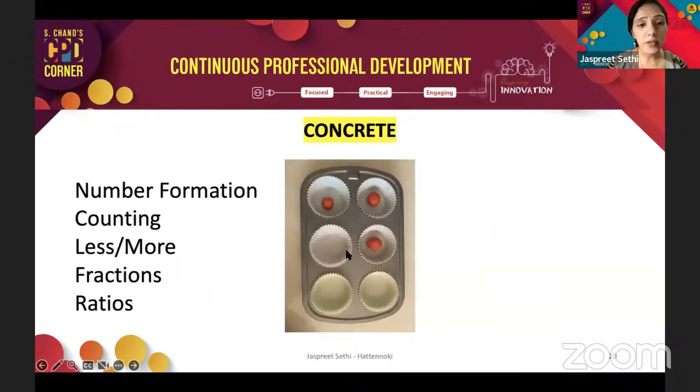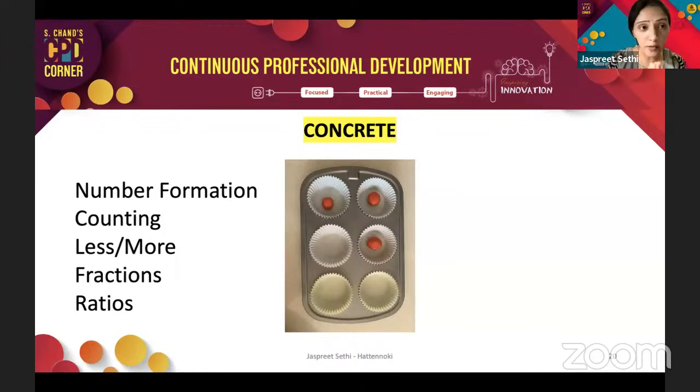I have used a baking tray, and that's Play-Doh. And Play-Doh is another concrete material which is so overlooked. Of course, it is to make these circles, but what do we do beyond that?